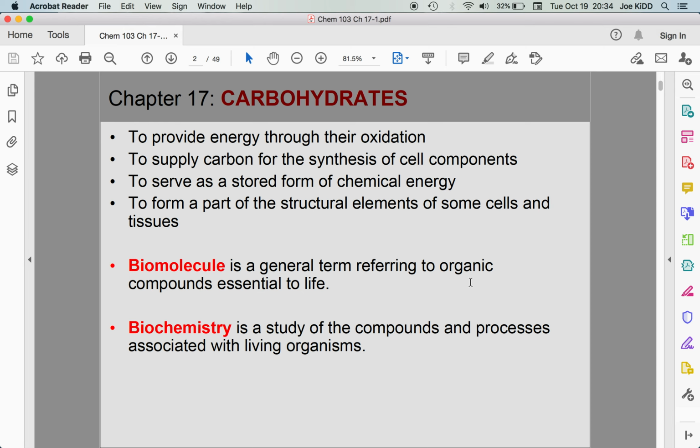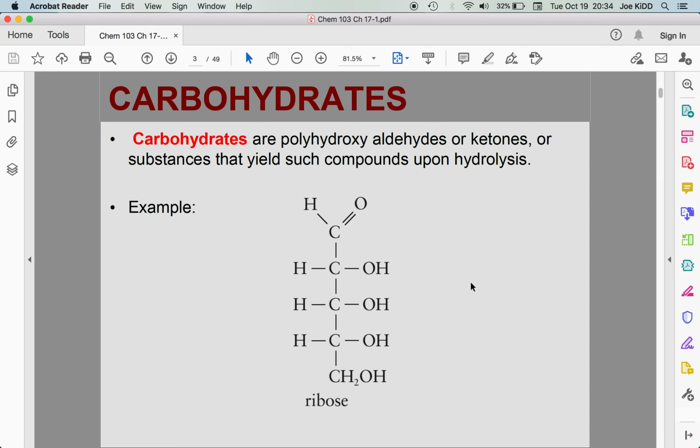And like we said earlier, they are a structural element of some cells and tissues. We consider this a biological molecule. Essentially, it is a type of organic compound essential to life. And so we're going to start looking at these processes and compounds that are associated directly with a living organism and their ability to survive.